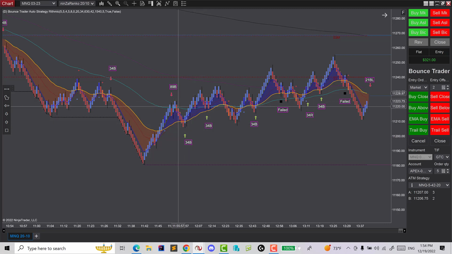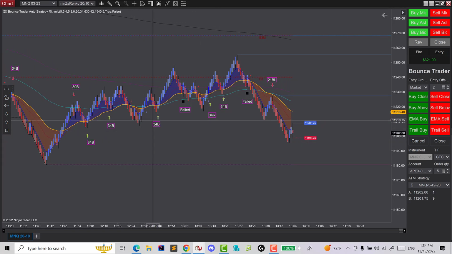So if you failed here, if you missed this trade, you could have taken this 34B trade. This is double wicks, a stronger signal. This is another trade. These are double wicks, but there is no signal. Here is a signal. This one is probably a failed one. It's a 34B, good signal bar.